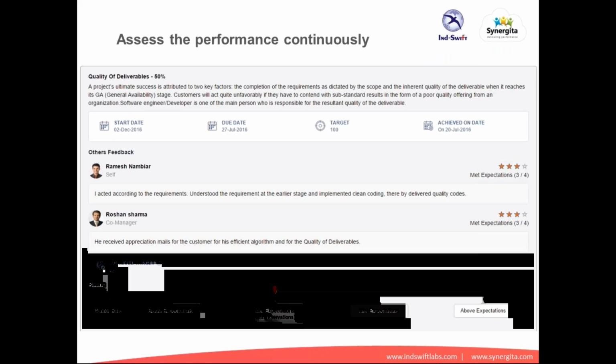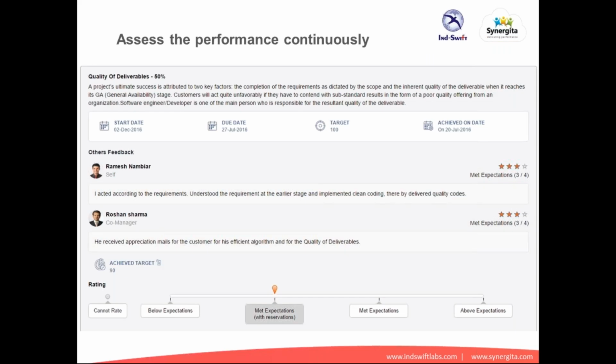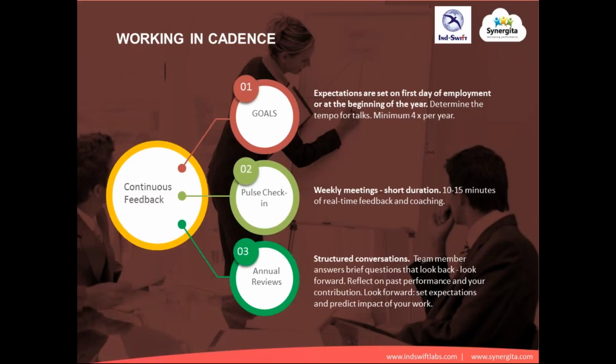And the system will also rate the employees with a rating scale: below expectation, met expectation, above expectations, and so on. This will help you to quantify the employee performance, and it will help you to create a lot of insights into the employee performance across the organization. So when all these three blocks work in cadence, you will be able to create a high performance culture inside the organization, which results in people magic.